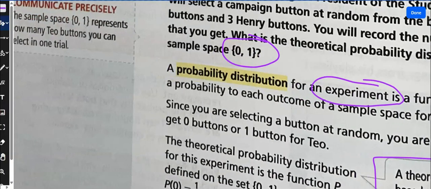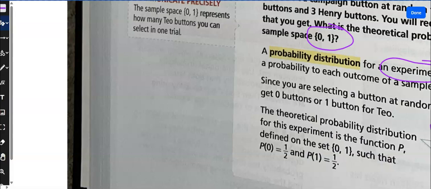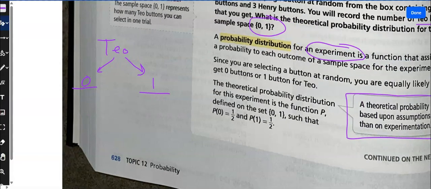So, we're not marking down how many Henrys and how many Teos. It's either going to be how many zeros and how many ones. So we're not thinking of this in terms of Henrys and Teos. We're looking at how many Teos did we get.